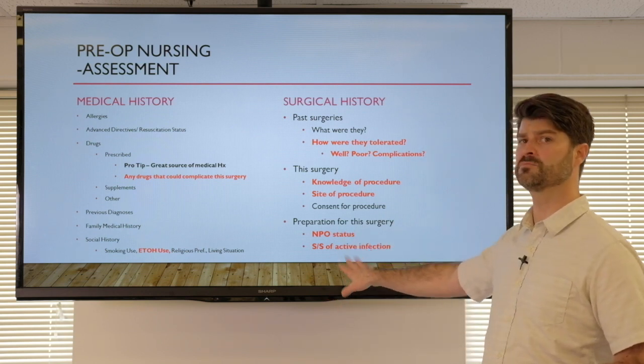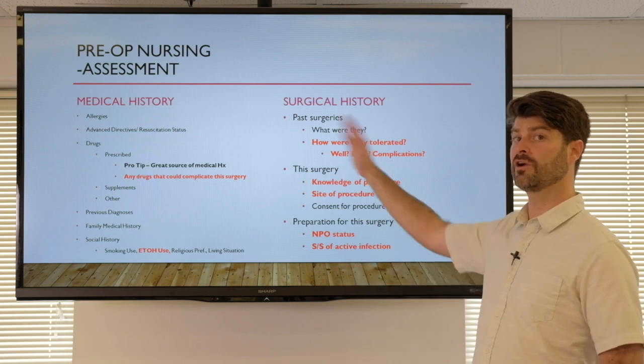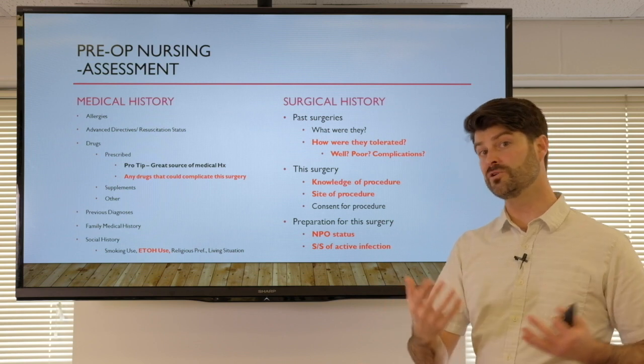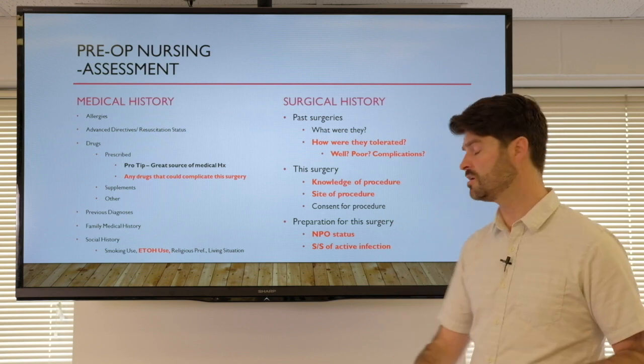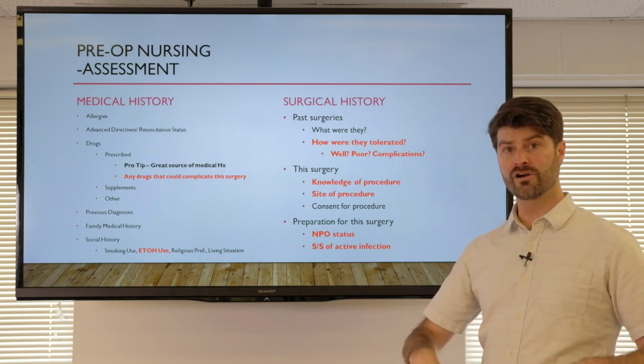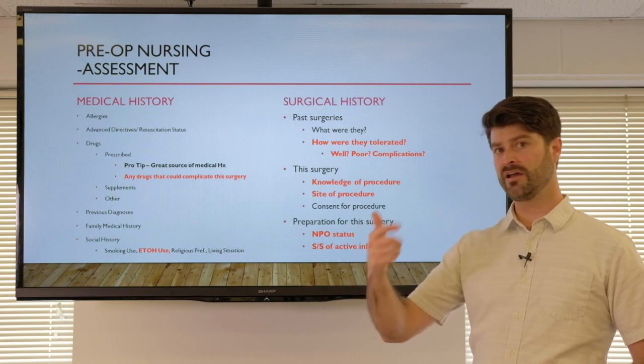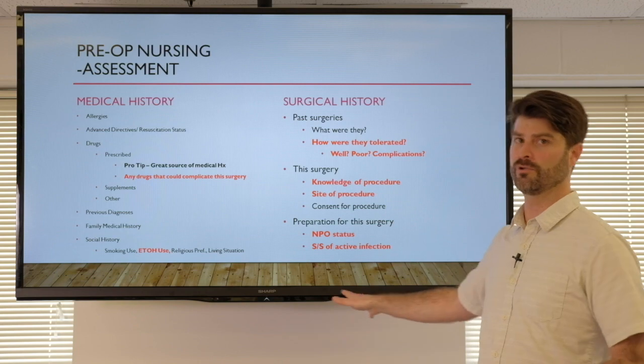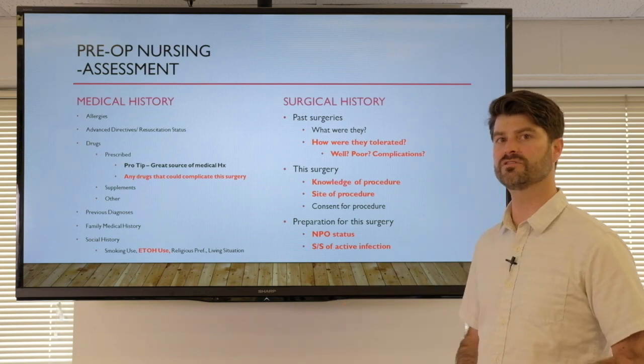And then signs and symptoms of active infection. During our data collection, we looked at their white blood cell count to let us know, is there any reason we should be suspicious of infection? Now we want to look at their body and look for any warm, red, swollen, oozing parts of their body where we can identify an active source of infection.